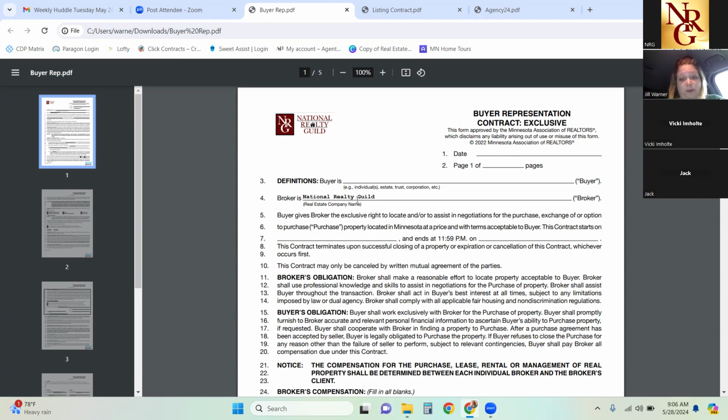National Realty Guild would be the broker. And then, from my first point of contact with them, I put in the date, so today's date, and I always put 6 months. I always put 6 months because, like Liz Reynolds said before, you want to make sure that you're within that closing period so you don't have to redo a contract.